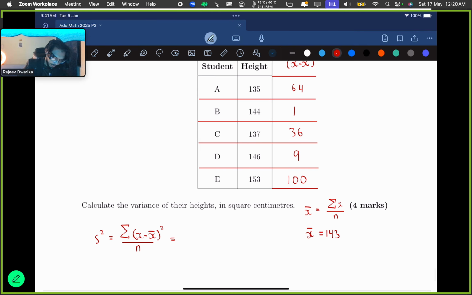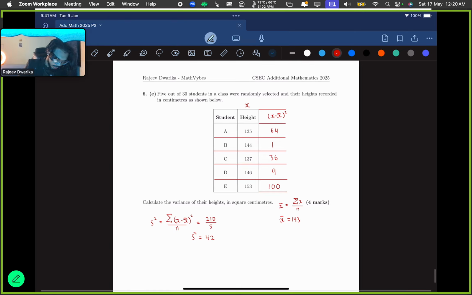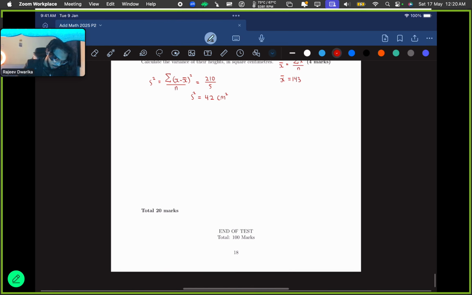64 plus 1 is 65, plus 36 is 101, plus 9 is 110, plus 100 is 210. You get 210? Yeah, and divide that by 5, I get 42. Yeah, that's correct. So the variance s squared is equal to 42 centimeters squared. Alright, and that's it.